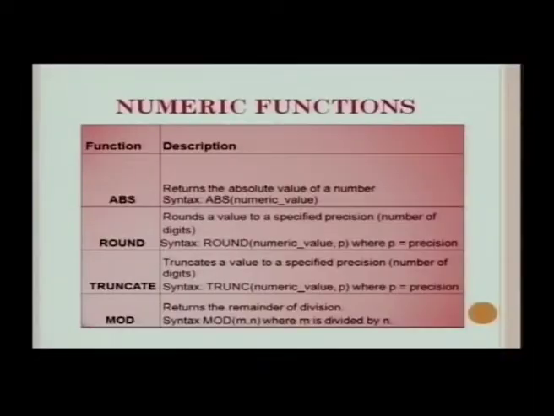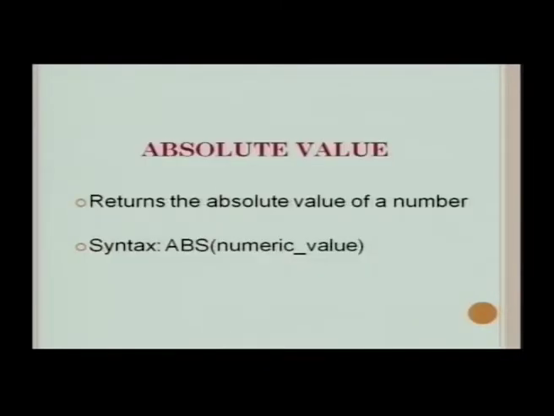So, let us start with the numeric functions. As I told you in the previous sessions, there are 4 numeric functions upon which we can work using SQL commands. One is to find the absolute value. Another function is round, and then there are truncate and mod. The mod function returns the remainder of the division. Let us see one by one the syntax and the values that they return. Absolute value returns the absolute value of a number.